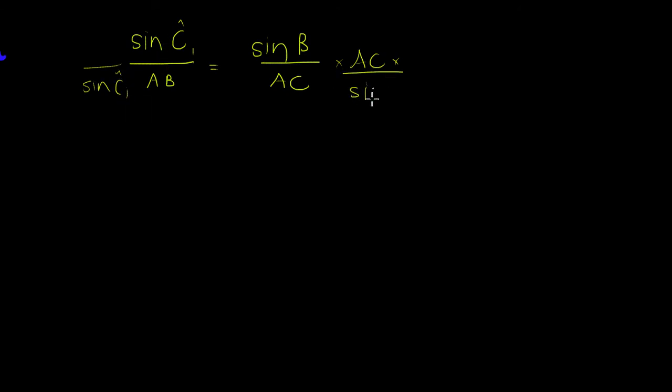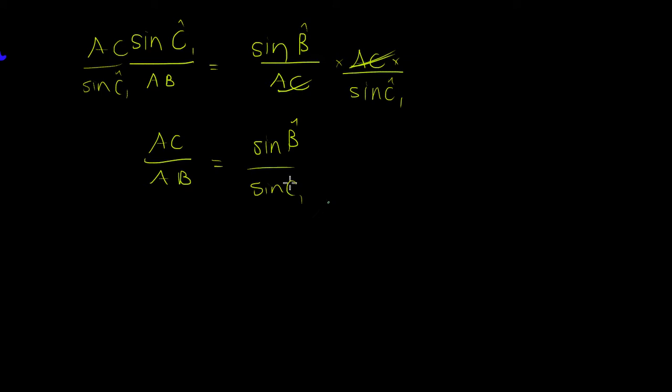So that solved it. It was really not difficult. I don't know, people had no idea what was going on. So AC over AB is equal to sine B over sine C1.